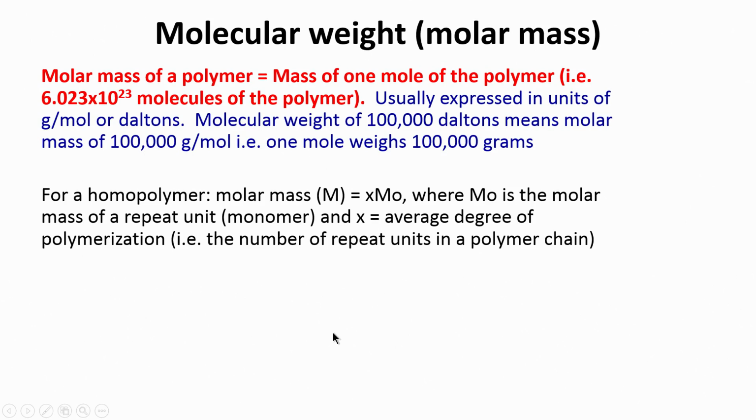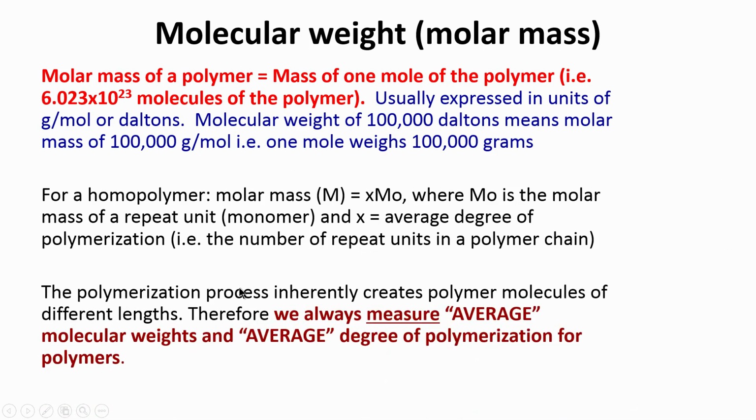So, just quickly on the molecular weight, the molar mass of the polymer is essentially the mass of 1 mole of the polymer, as it is for any other molecule. So essentially that means the mass of an Avogadro number of molecules of the polymer. This is usually expressed in grams per mole or daltons. So a molecular weight of 100,000 daltons means 1 mole has about 100,000 grams of this polymer. For a homopolymer the mass is essentially nothing but x times the mass of the monomer, where x is the total number of repeat units.